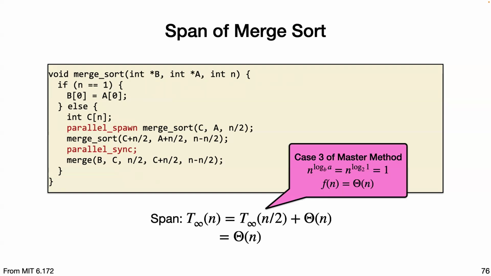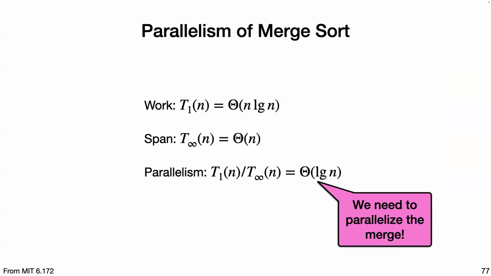Yeah, the span is T of n over 2, because each of the halves can proceed in parallel, plus theta n, which is the span of the initial merge, which is theta n. Okay, so the work is n log n, the span is theta n, and parallelism is log n, which is very small. You want, ideally, parallelism much greater than log n.